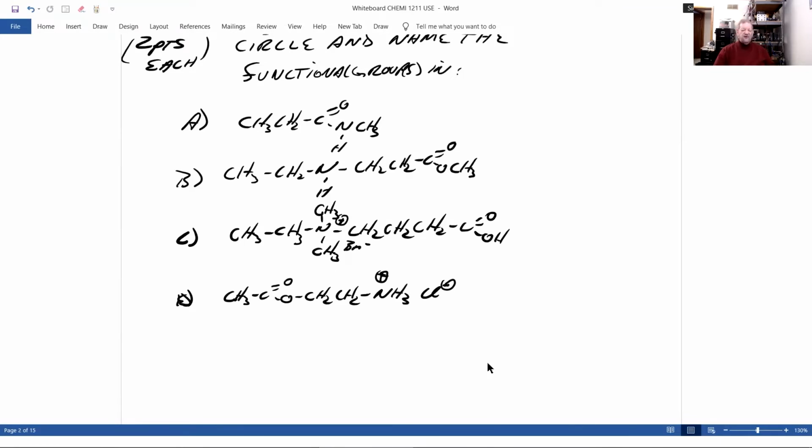And there's 4 for you to have some fun with. And the question is, circle and name the functional group or groups in each of the following, 2 points each. Have some fun.